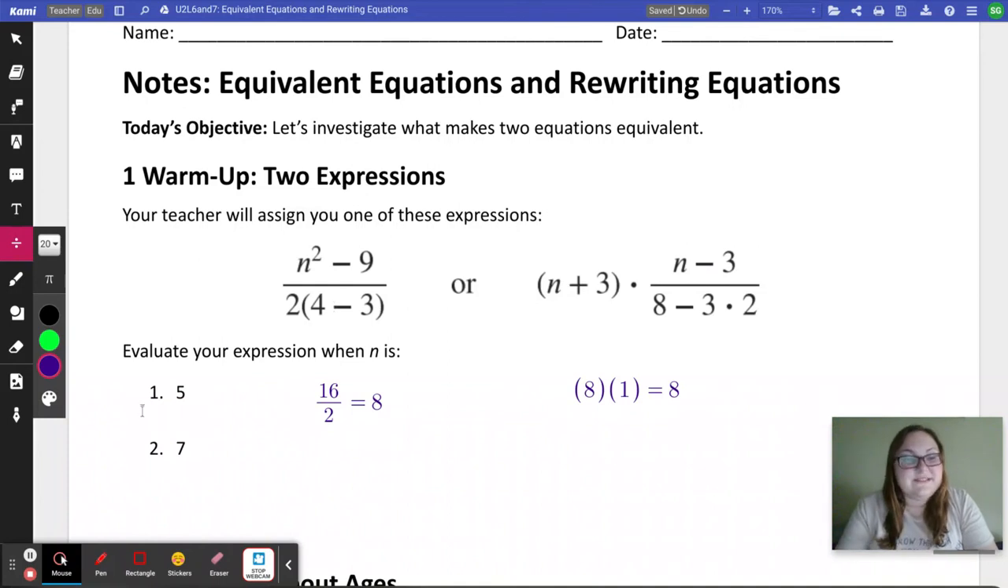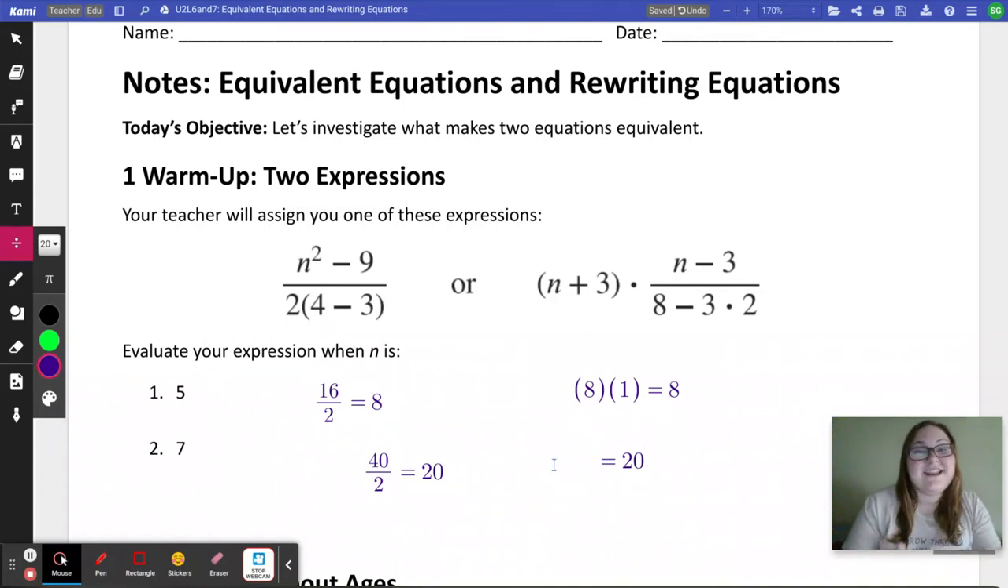If you do those same steps with 7, for this first one here, you would end up getting 40 over 2, which simplifies down to 20. And for this one here, you would also get 20. So pausing here and looking at our answers, you might notice they're the same. If you substitute 5 for this first expression, you get 8. 5 for the second expression, you get 8. 7 for the first one, you get 20. 7 for the second one, you get 20. And that's going to be true no matter what number we substitute.